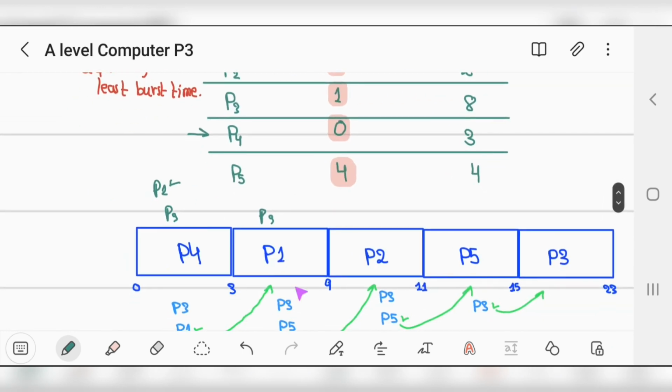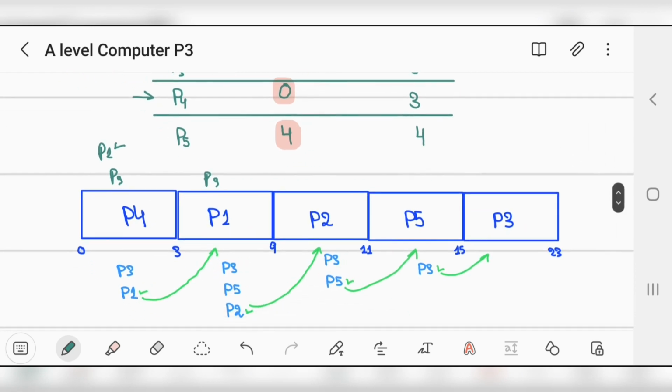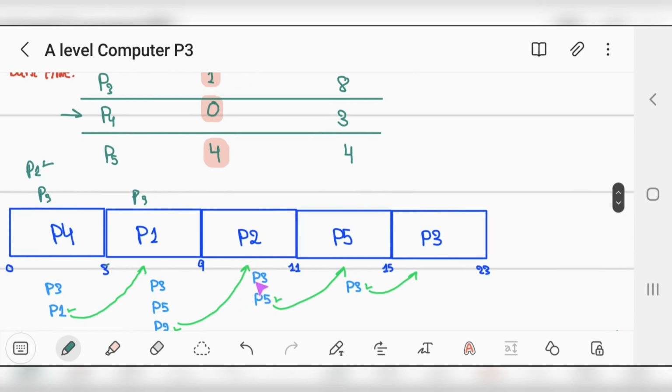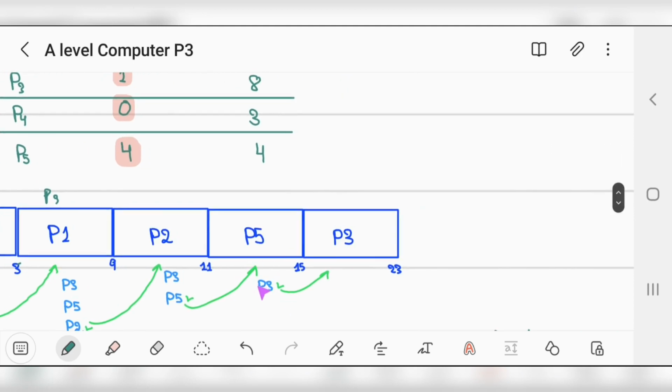It will execute, and during this time P5 and P2 came, and P3 was already there. Compare all of them. P2 has the least burst time, so it will execute. Then compare them again. P5 has the least burst time, so it will execute, and P3 was the last one, so it will execute.